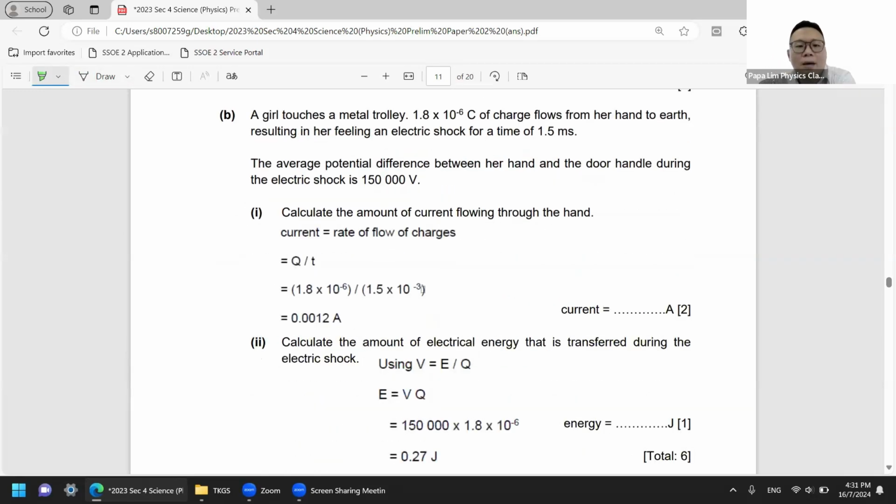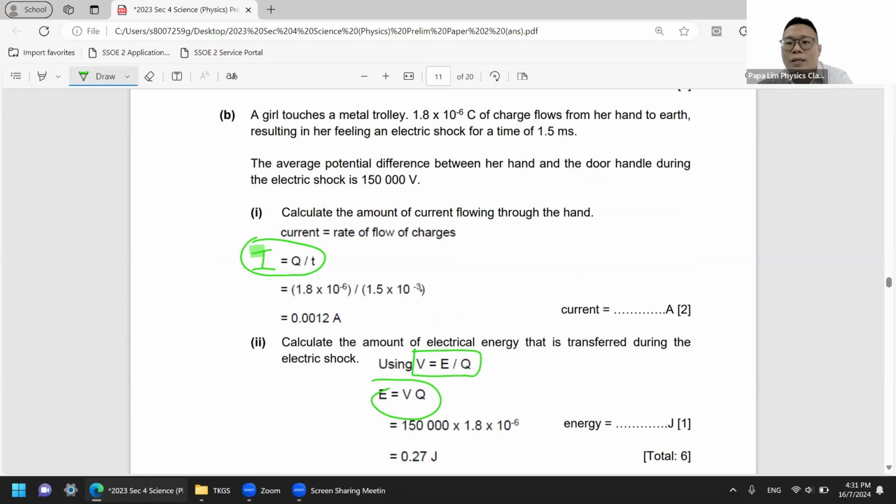For the rest, part B, the calculation, we just employ a few formulas, which are I equal to Q over t. These are the small circuit formulas that you need to remember. E equal to W over Q, or what we call potential difference equal to energy divided by charge. This formula, most students should take note of.